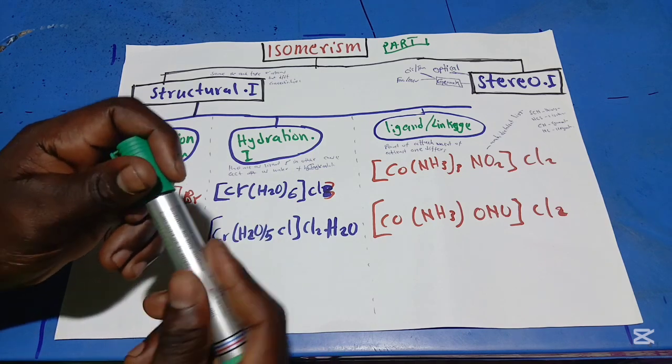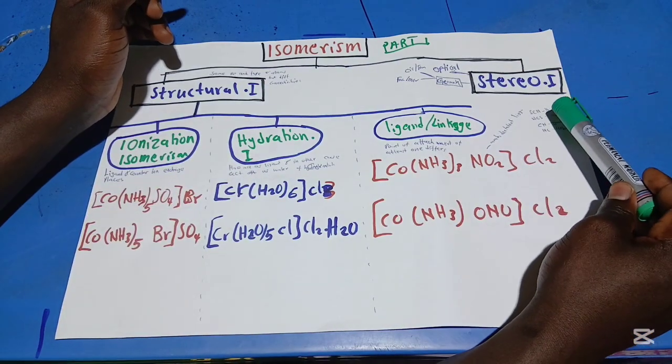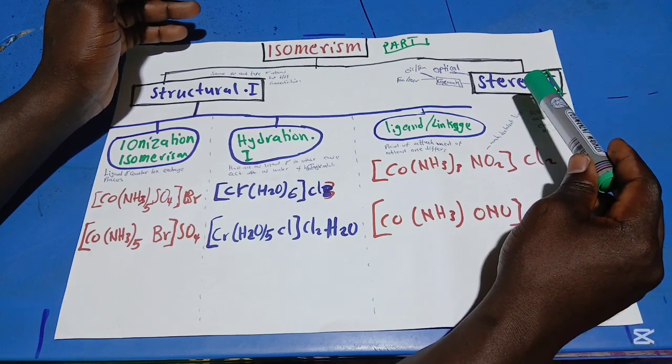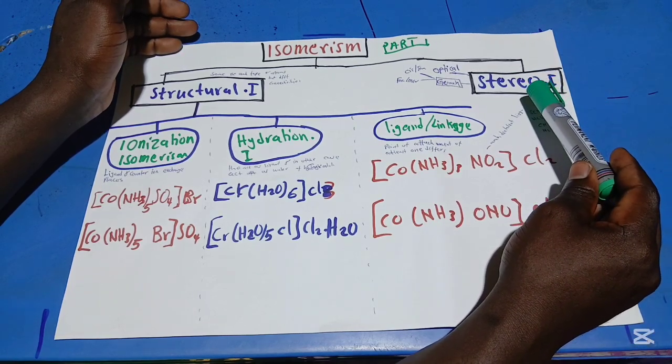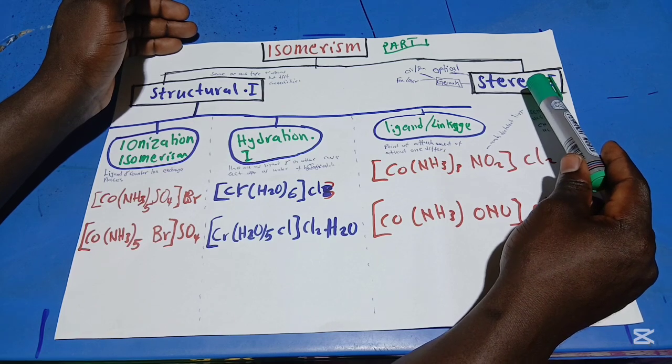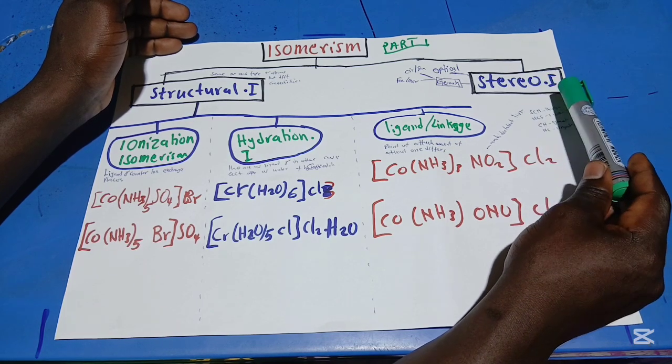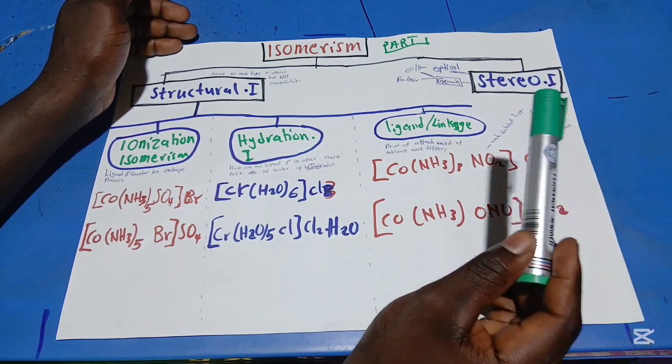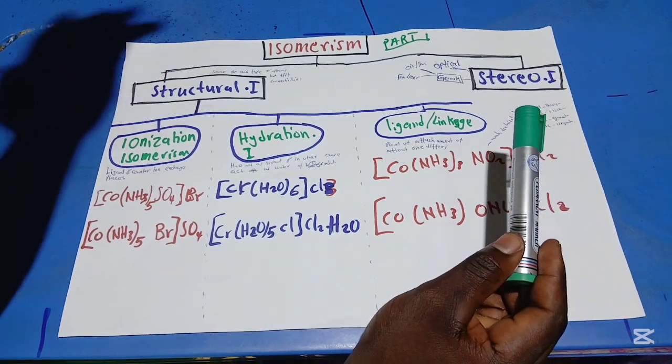And now for stereoisomerisms, the complex has the same number and types of atoms, and the same connectivity, but different arrangement in space.